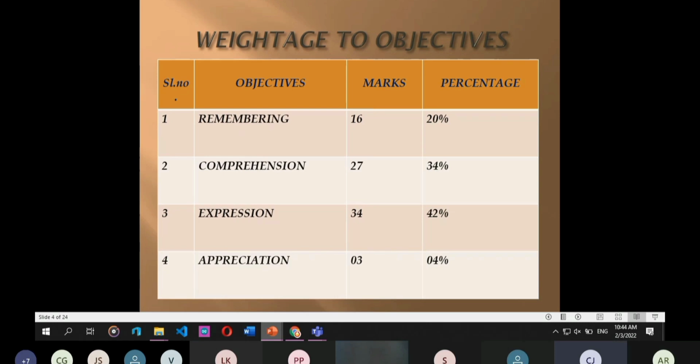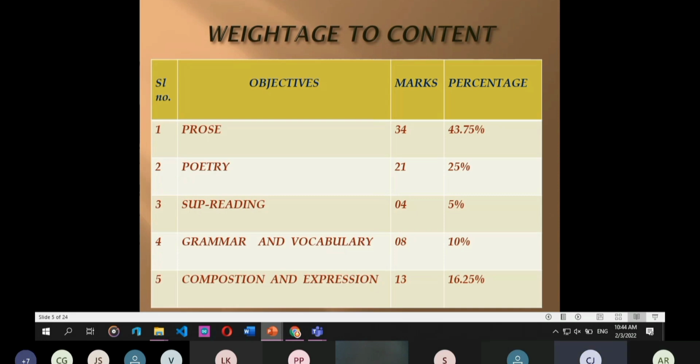So these are the weightage to objectives in detail. Next we shall go to weightage to content. Here content means the text, which comprises prose, poetry, supplementary reading, grammar and vocabulary, composition and expression.